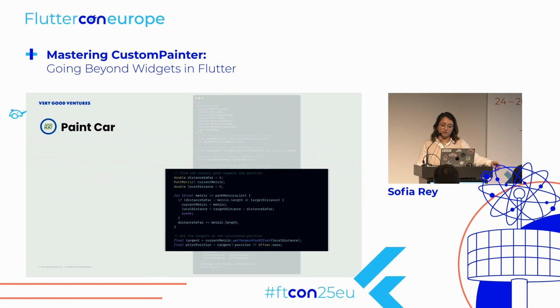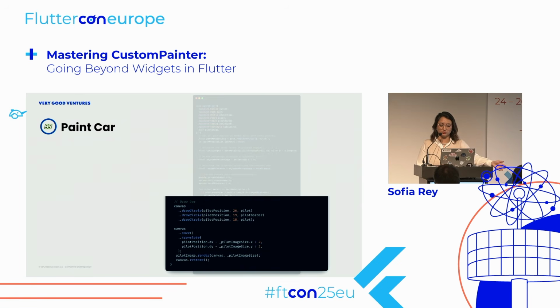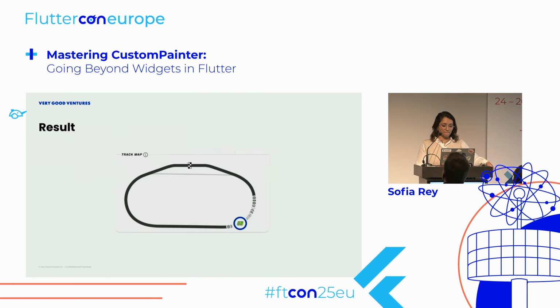So once we have the pilot position, we can simply do canvas.drawCircle for the outer border, canvas.drawCircle for the inner border, and then canvas.drawCircle for the filling. Then just put the image, and we have the car using always the position we calculated before. And this is the result, basically.